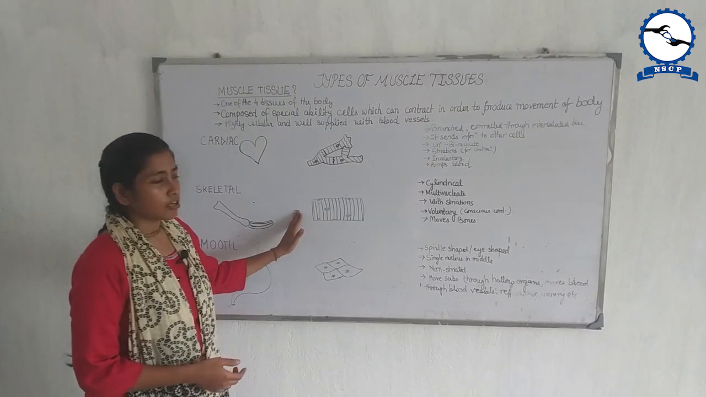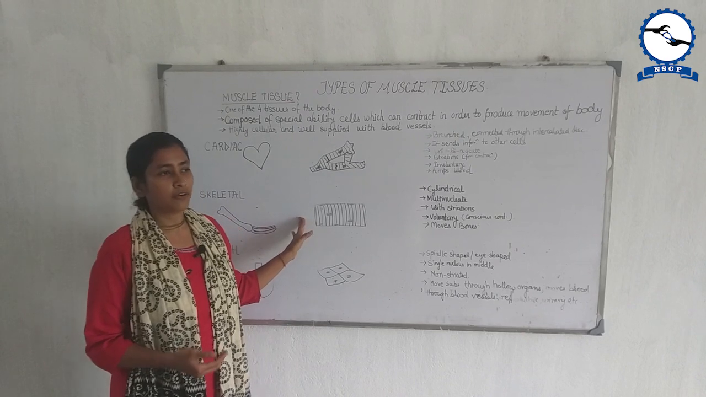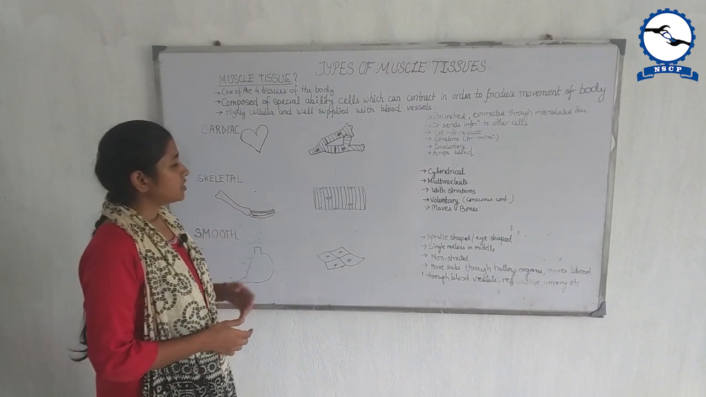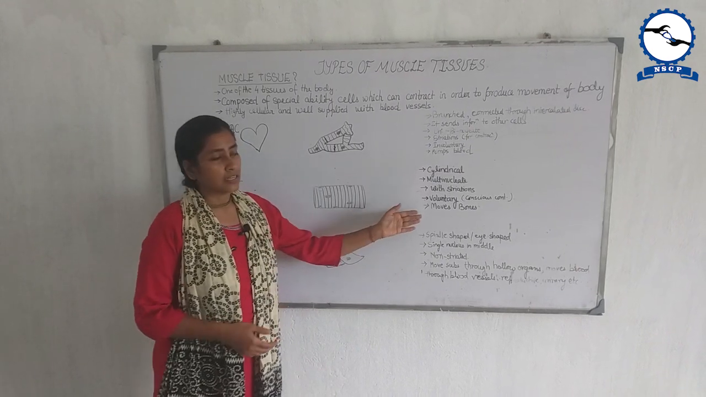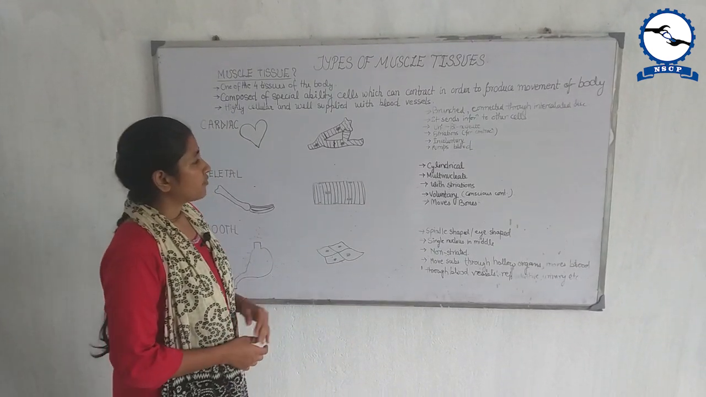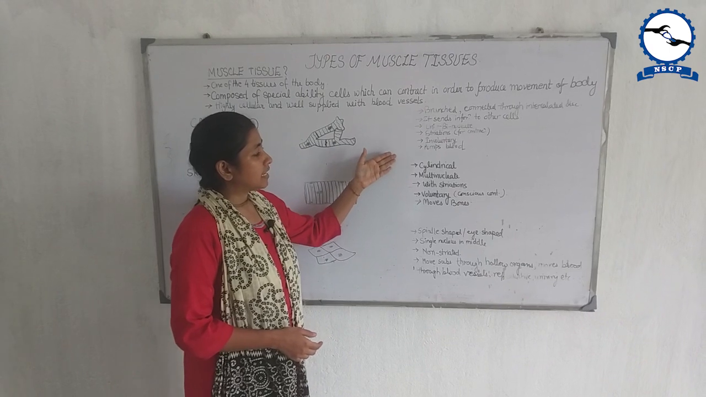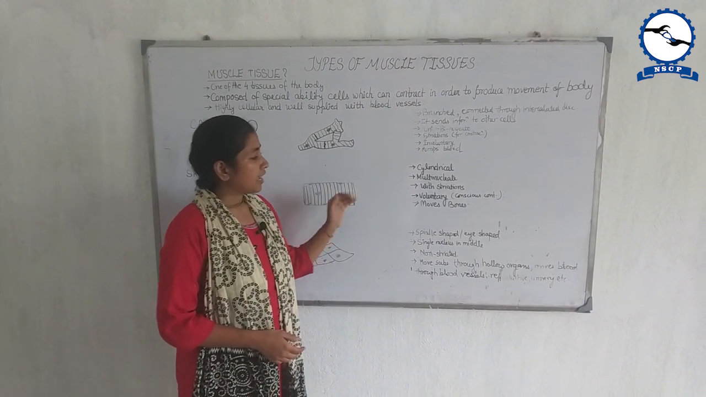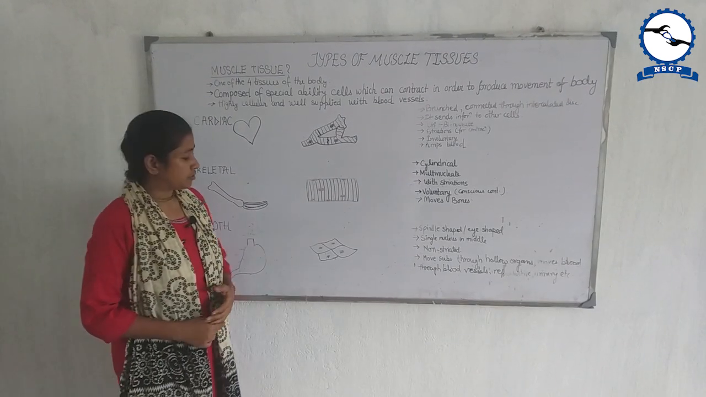These cells are voluntary in action. Voluntary because these are in our conscious control. And the major function of this skeletal muscle is to move bones. So when we summarize, we get: cylindrical, multinucleate, with striations, having voluntary control, and the major function is to move the bones.